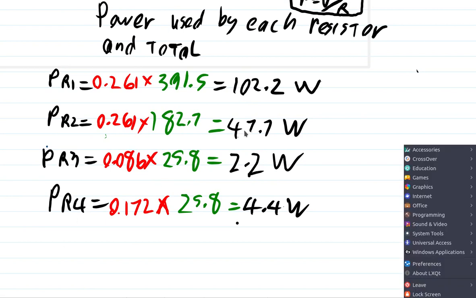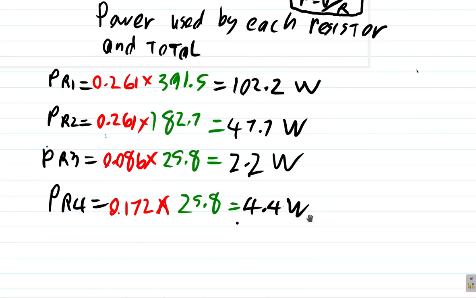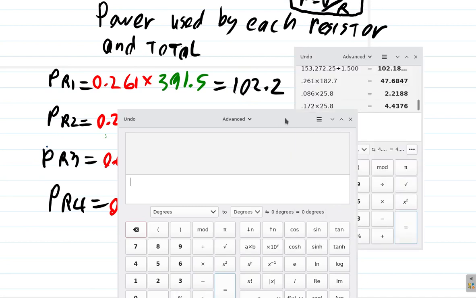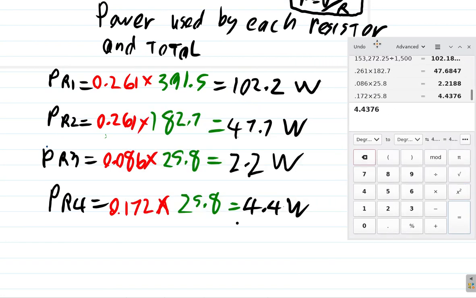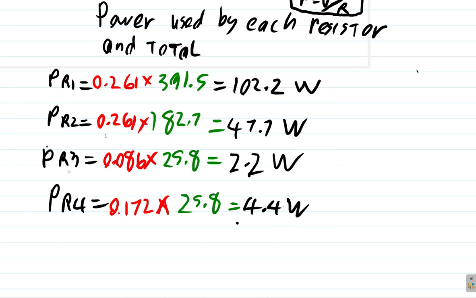Let's add them all up and see what we get as the total power. We have 102.2 plus 47.7 plus 2.2 plus 4.4 equals 156.5 watts. So the total power is 156.5 watts.